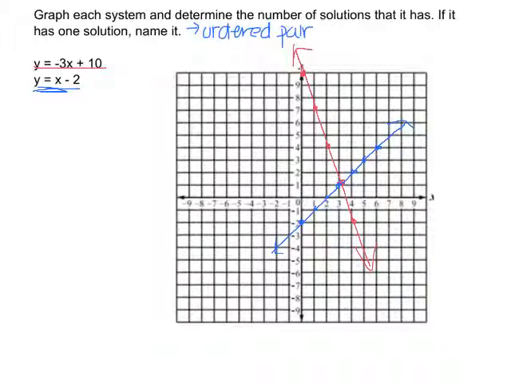And at this point I need to look at my graph. I see that right here, at that ordered pair, the two lines are intersecting. So that ordered pair is considered to be (3, 1) as my solution. And so we have exactly one solution. And if I have exactly one solution, that means that it's consistent and it's independent.